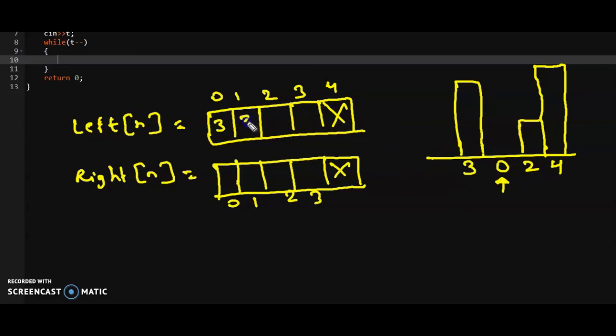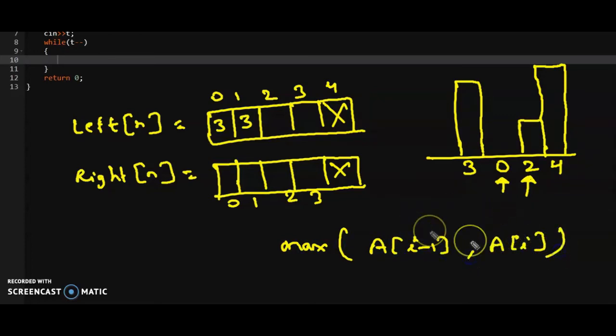So for 0, it is 3 maximum in the left, right? And for 2, what is the current maximum? We will compare the maximum of 0, that is 3, and the maximum of 2, which is 2. So whatever is the maximum between array of I minus 1, the previous one, and the current array will be the maximum, right? Obviously. So for this we compare with the previous one, and for the same, it's 3 also.